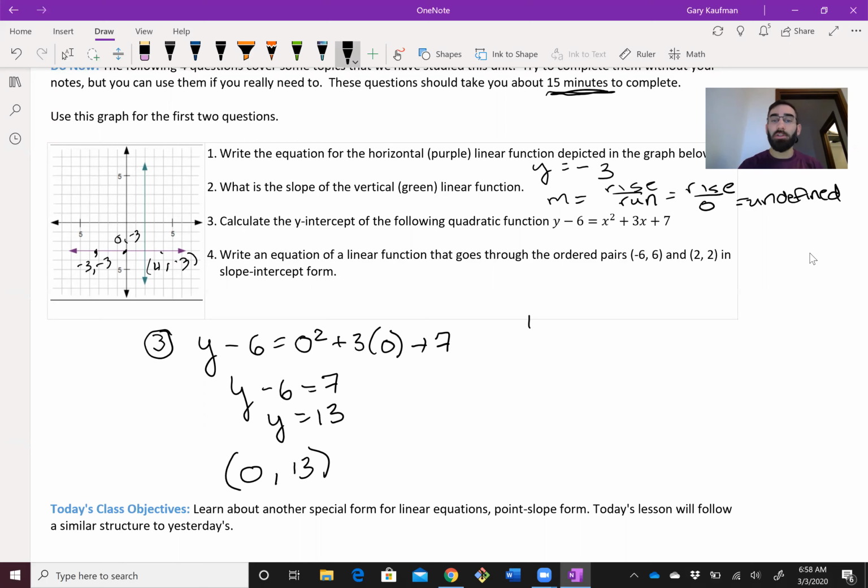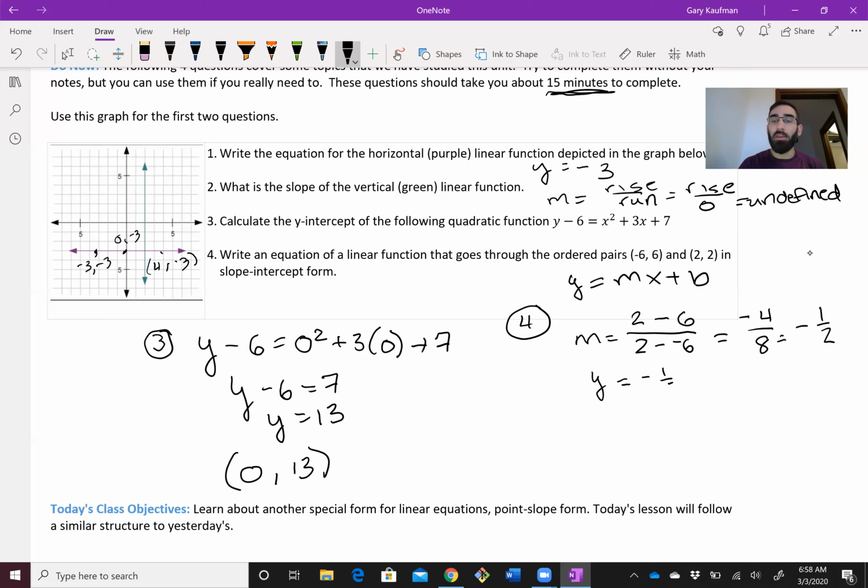Okay. Question 4. Now, we want slope-intercept form. That's y equals mx plus b. I'm going to start by finding the slope. So 2 minus 6, that's my rise, over 2 minus -6, that's my run. So -4 over 8, which is -1/2. I'm going to plug that information in.